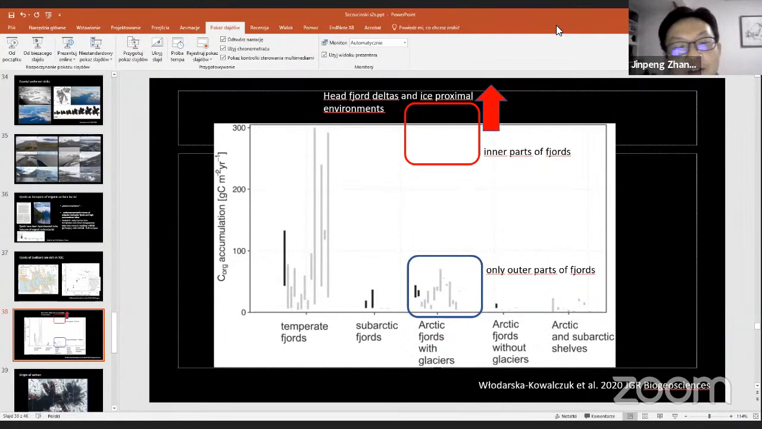Hello, Professor Szczuciński. Very great work. My question also relates to the TOC, the carbon source. In the map, the distribution of TOC in the fjord is clearly divided into three sections: the head of the fjord, outside of the fjord, and the middle of the fjord. In the head of the fjord and outside of the fjord, the TOC content is quite high. Is that correct?